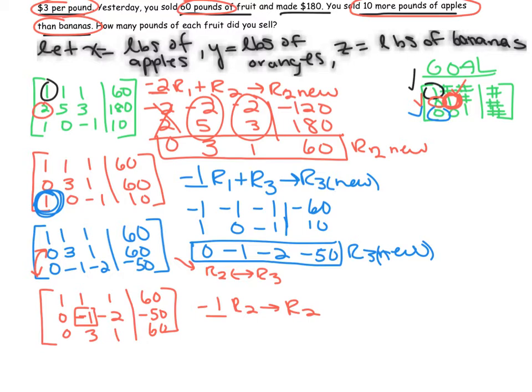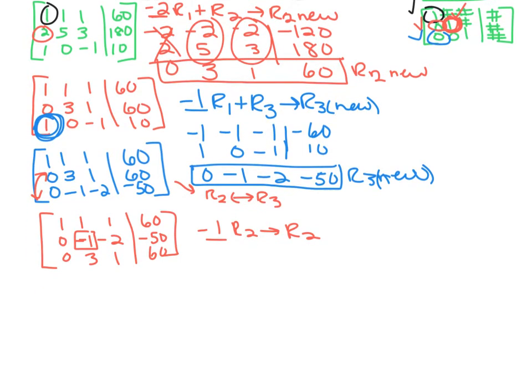All right, so let's do it. We're going to multiply everything by -1. So nothing happens to the first row. I'll have 0, 1, 2, 50, and nothing happened to the third row. All right, so far so good.